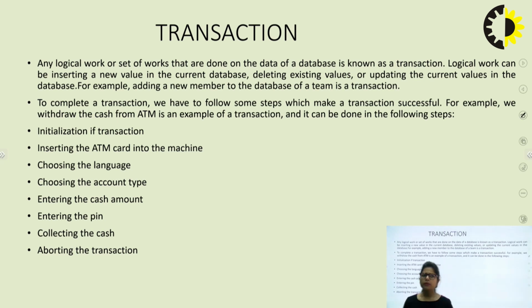Basically, to complete a transaction, we have to follow some steps which make a transaction successful. For example, withdrawing cash from an ATM is an example of a transaction, and it can be done in the following steps: initialization of the transaction, inserting the ATM card into the machine, choosing the language, choosing the account type, entering the cash amount, entering the PIN, collecting the cash, and ending the transaction. Basically, whatever we are performing to complete an operation is called a transaction.